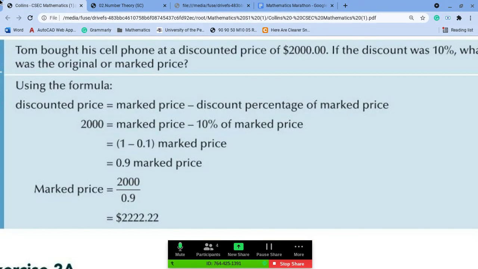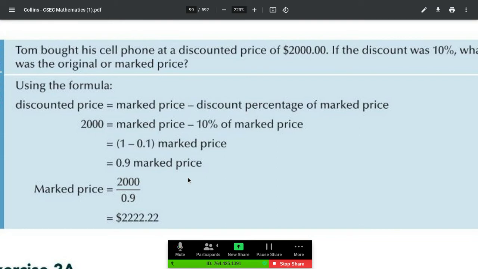Okay. So therefore, we know the marked price is going to be equal to $2,222.22. And let's prove it. The marked price needs to be more than the discount price. And isn't the marked price more than the discount price, George? Yes, sir. All right, good. That means we were correct. So in other words, 10% is equal to $222.22. That's what 10% looks like. So when they say 10% off, in this case, if the thing costs $2,000, you're really getting $222 off.